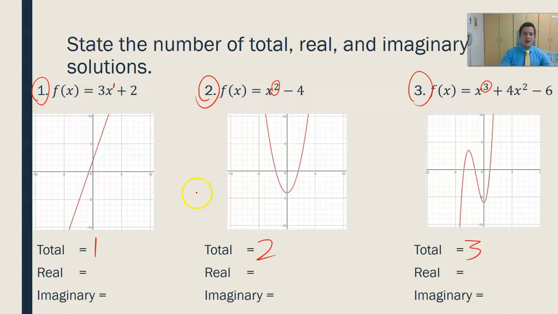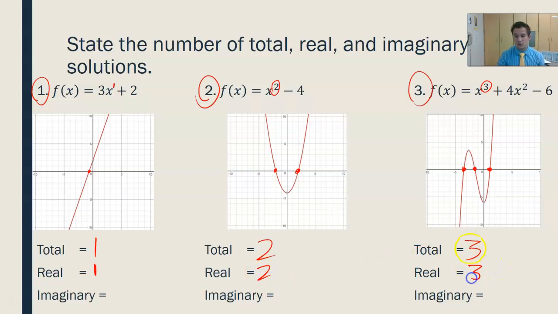If I look at the graphs, I can also determine the number of solutions by looking at where the graph crosses the x-axis. So this graph crosses right here. This graph crosses there and there. This graph crosses in 1, 2, 3 places. So it's really easy to see that this function has 1 solution, this function has 2 solutions, this function has 3 solutions.